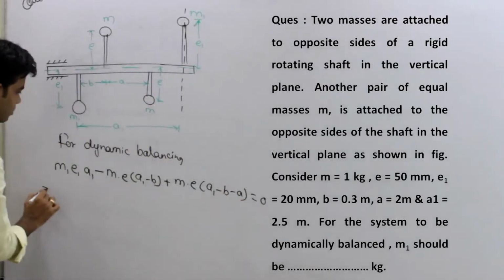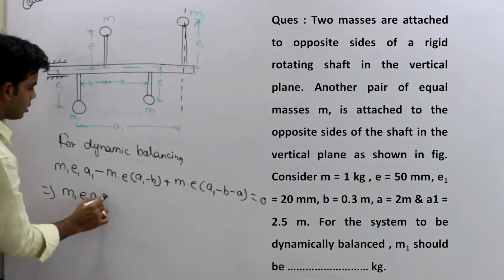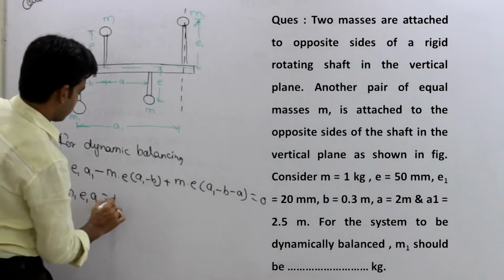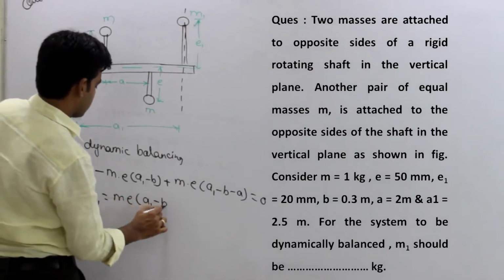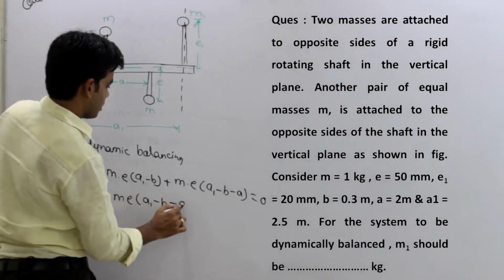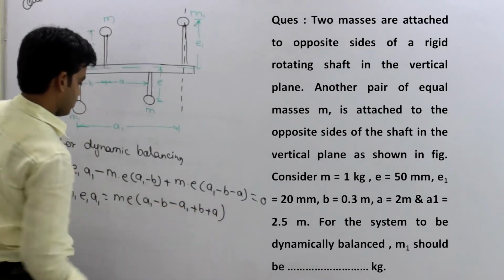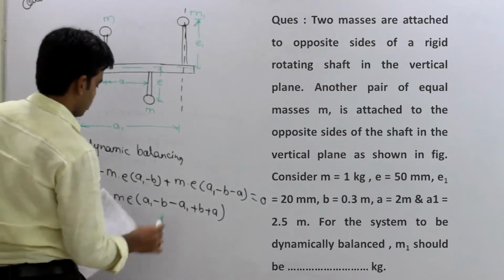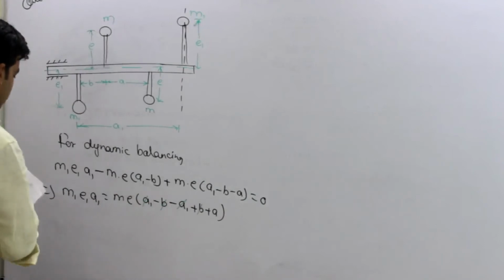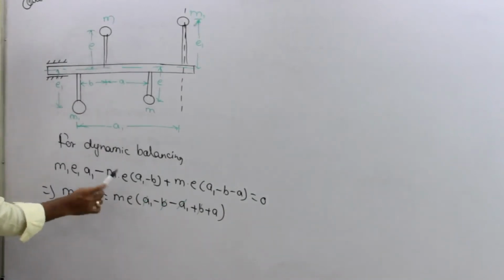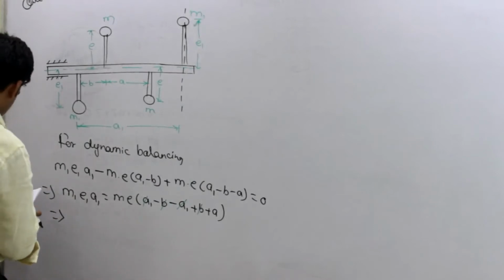So we can write it as M1 E1 A1 is equal to, take M E as common, we will get A1 minus B minus A1 plus B plus A. So this A1 gets cancelled out, B and B gets cancelled out, we just have A. So M1 E1 A1 is equal to M E A.